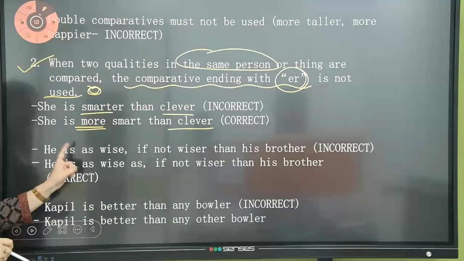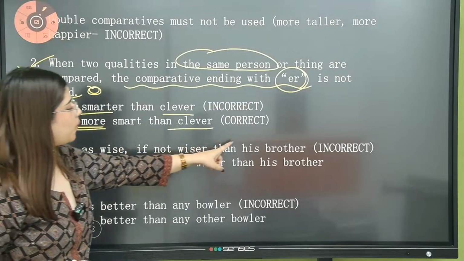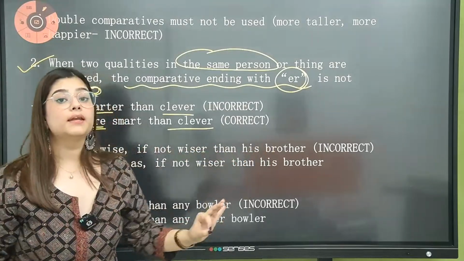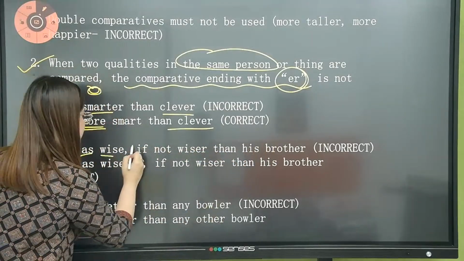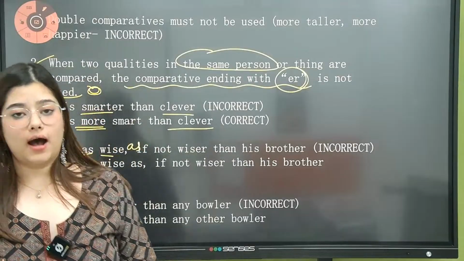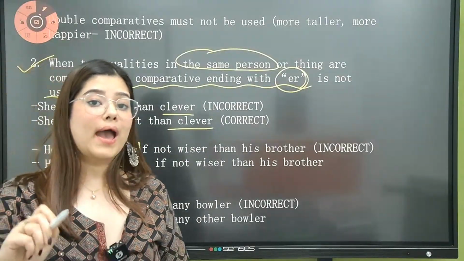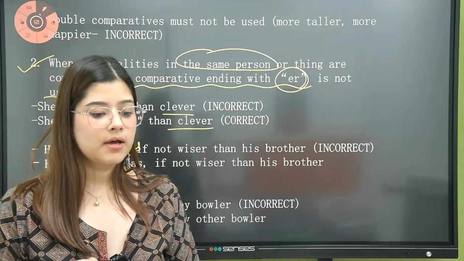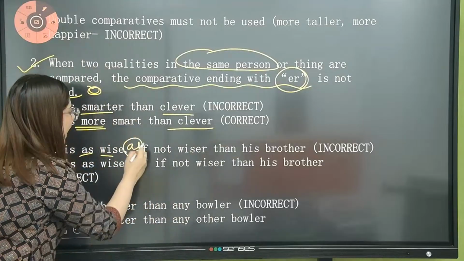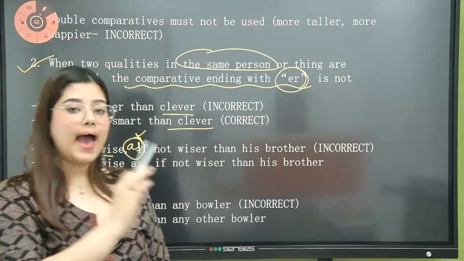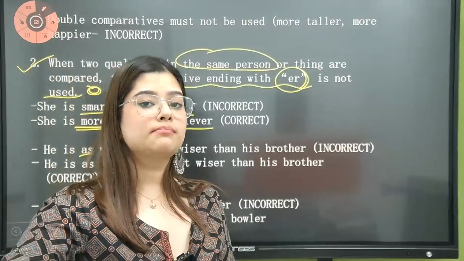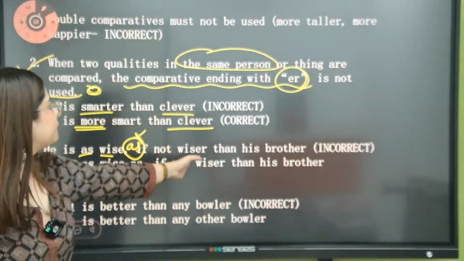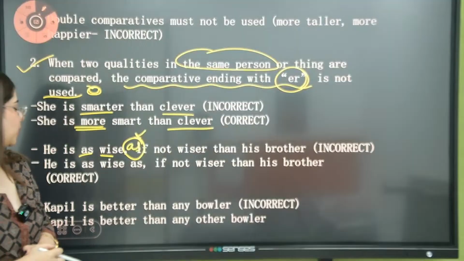Next, he is as wise, if not wiser than his brother, would be incorrect. After as wise, as will come. As wise as, and then if not wiser than his brother. Sometimes we forget to add this: as wise as, as smart as, and then if not wiser than his brother.